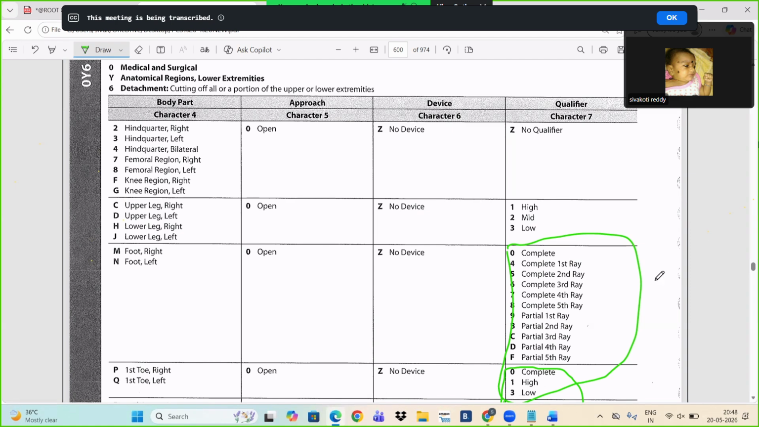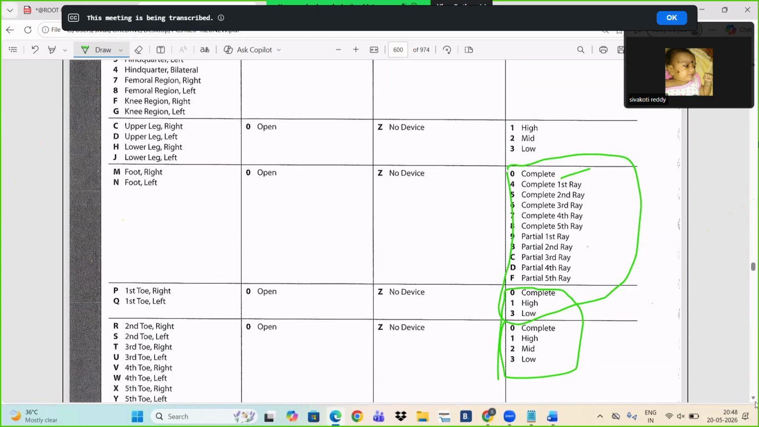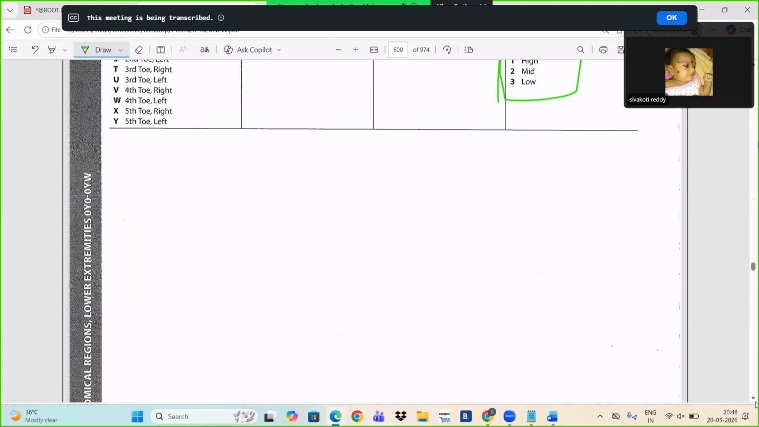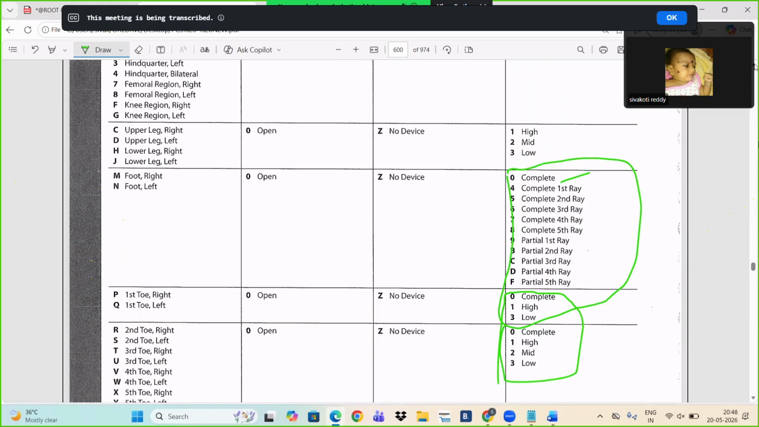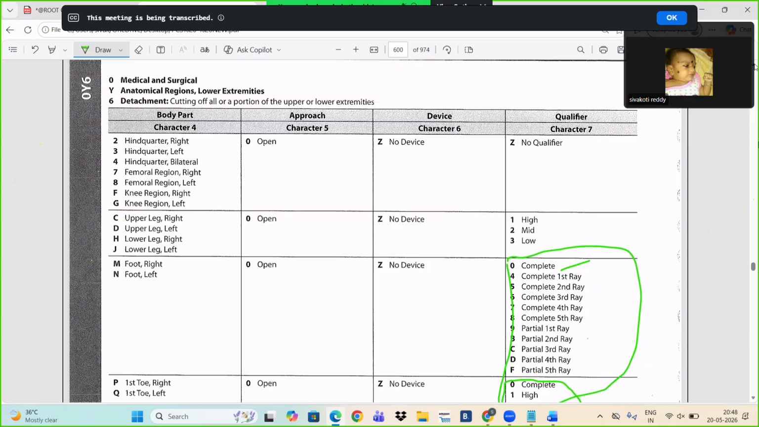You are getting complete, first ray, second ray, partial, second, third, fourth, fifth ray. Either ray or complete we have. Then how do we need to check? How do we need to check if it was complete or partial? High, mid, low, we have here now. How we need to check the qualifier, we can discuss.